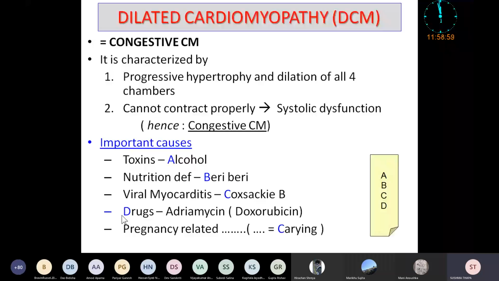Which is one of the causes of sudden death in a patient with myocarditis, mainly viral myocarditis infected with the Coxsackie virus. At that time the patient will develop dilated cardiomyopathy. Next, drugs like adriamycin or doxorubicin also lead to dilated cardiomyopathy, and it may be related to pregnancy. At that time also the patient may develop cardiomyopathy.